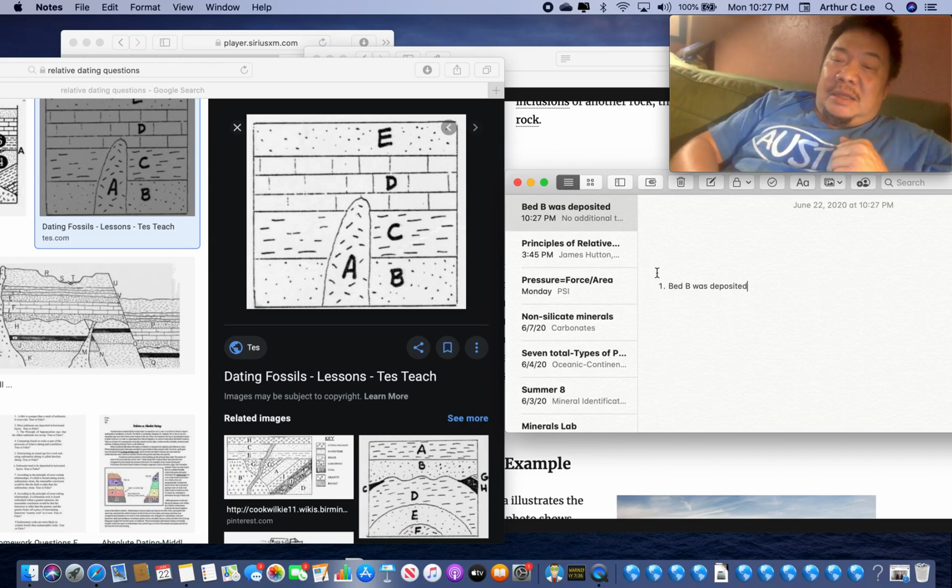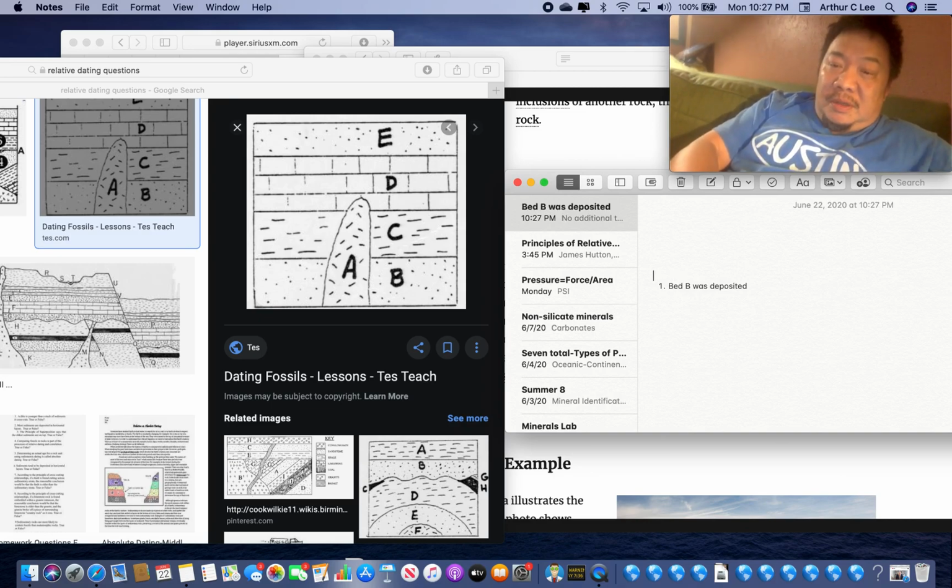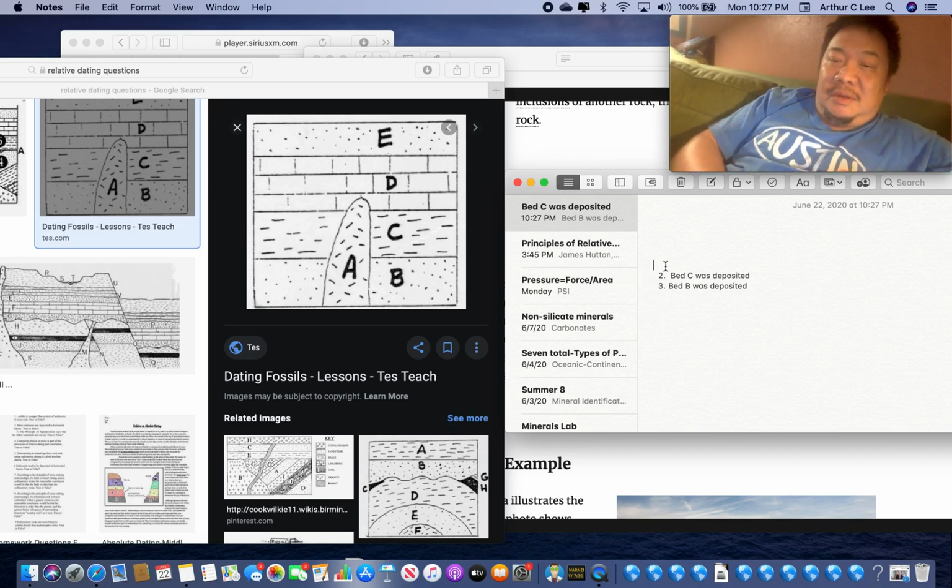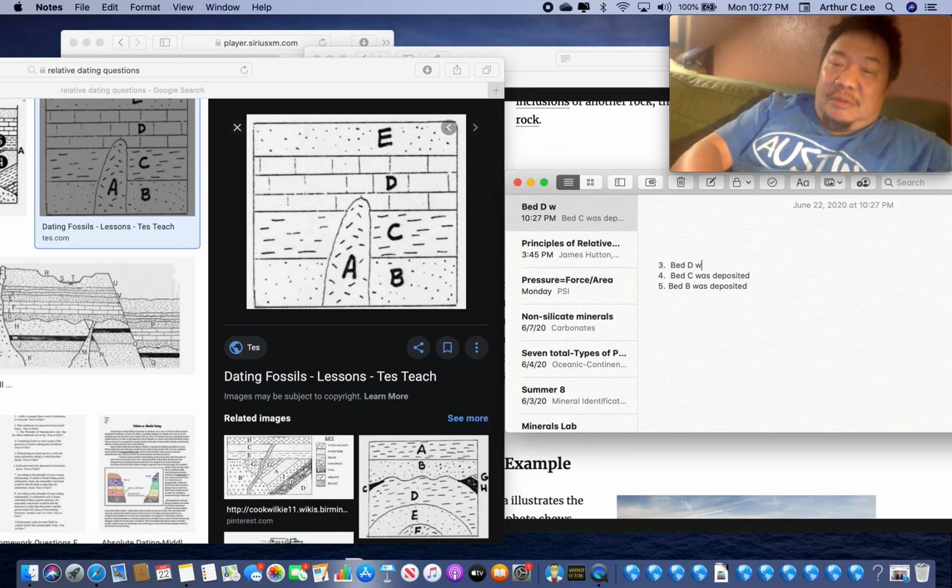And notice that when we do relative dating, we always put the first thing that occurs on the bottom. And I hope you remember that, because some people always forget this. So the first thing that happened was bed B was deposited. Then the second thing that happened is what? You tell me. Bed C, the shale, was deposited. Then what happened? Third thing that happened is what? The limestone, bed D, was deposited. Then what?